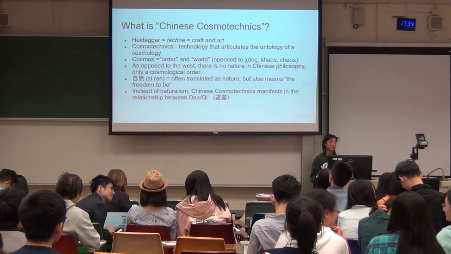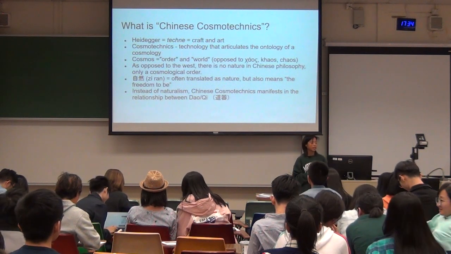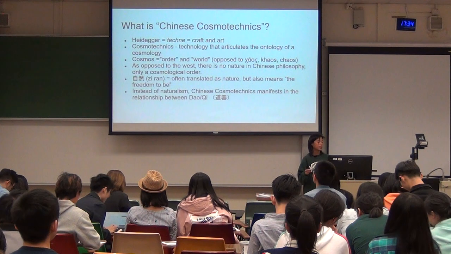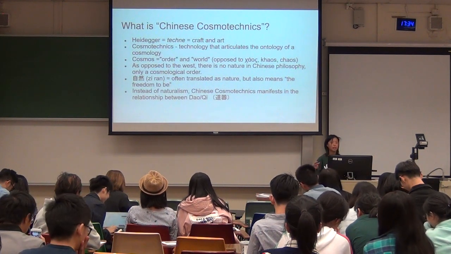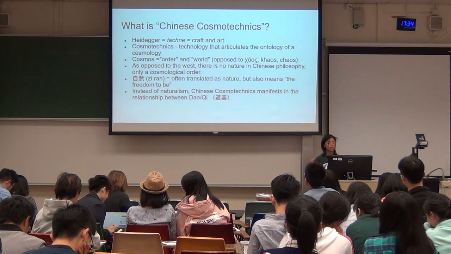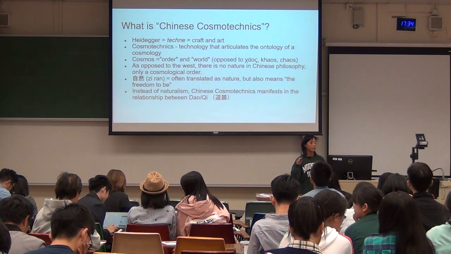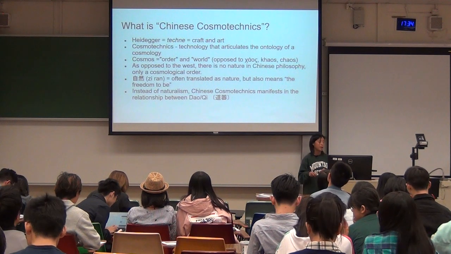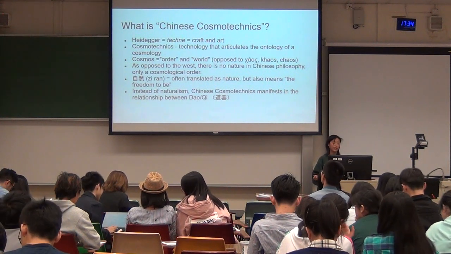Cultural technics is a technology that articulates the ontology of cosmology. So Western technology is a cultural technics that articulates its ontology because it is structured by the subject-object divide. But what is the cultural technics of China?